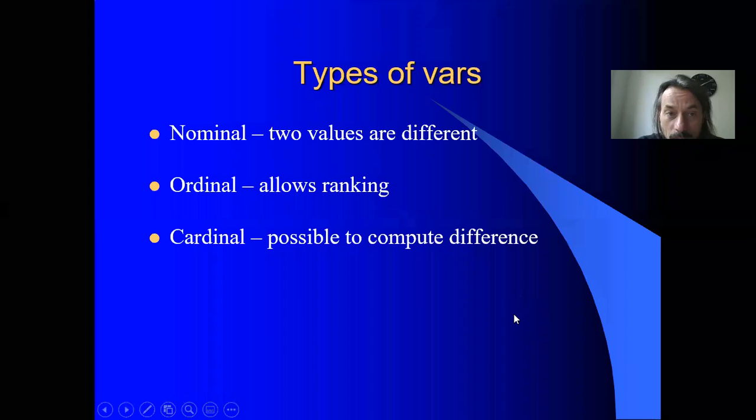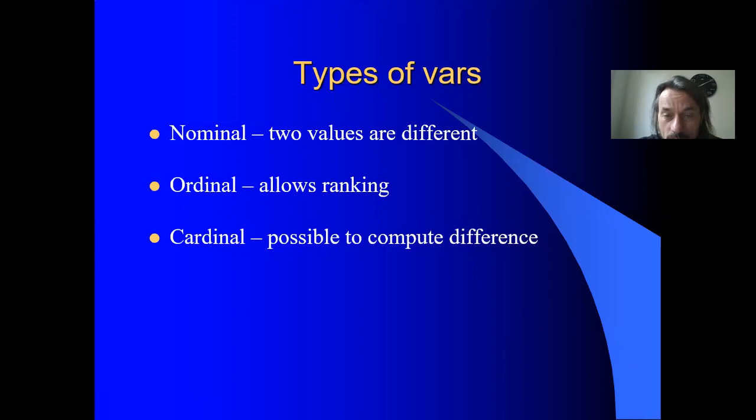So that's nominal variable. As we can only differentiate whether values are the same or not, it means that also statistical procedures which are related to these variables are quite limited. So it means the amount of statistical procedures for nominal variables is the lowest one. Let's go one level up. And this level is occupied by so-called ordinal variables.